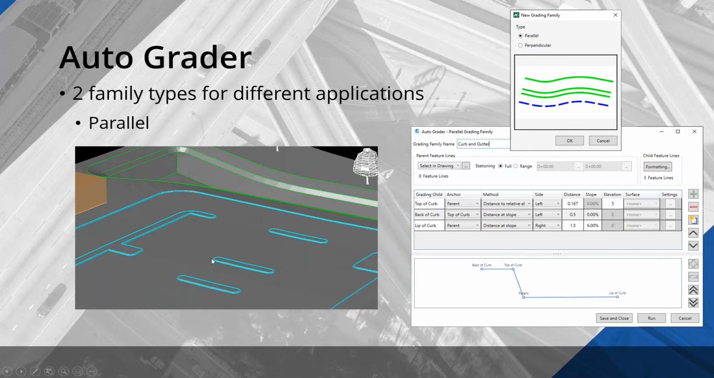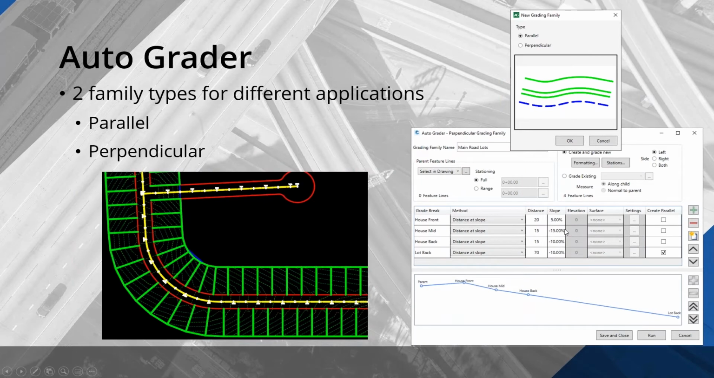So I highlighted this a lot in a webcast we did a few weeks back in more of a commercial site grading scenario where we've got parking lots, where everything is kind of 3D offset type scenario. Well, no one wants to do 3D offsets all day long, so that's what this does, is it sets it up for you. And then the other one is a perpendicular type grading family.